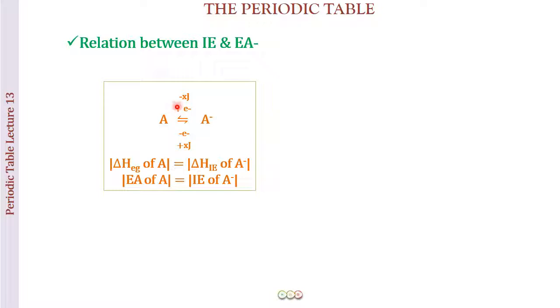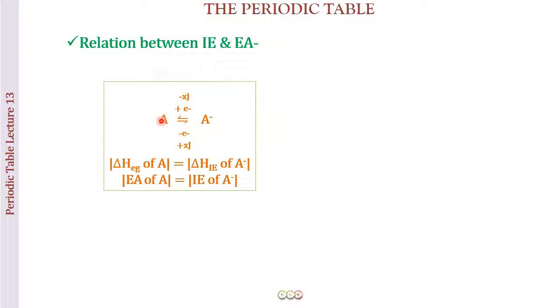Next, first of all, you should understand that this minus X joules is delta H eg, or you can say X joules will be the value of electron affinity over here. When this A negative ion loses an electron and forms A, the neutral atom, what is this process? Loss of an electron is the process where we have the energy change to be ionization energy. So here this X joules of energy has to be given to the A negative ion so that it loses an electron and forms A.